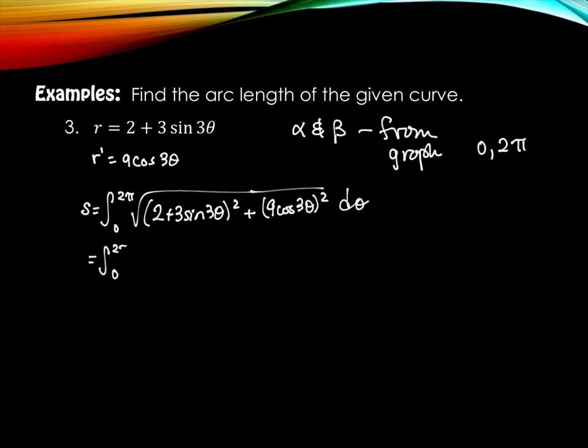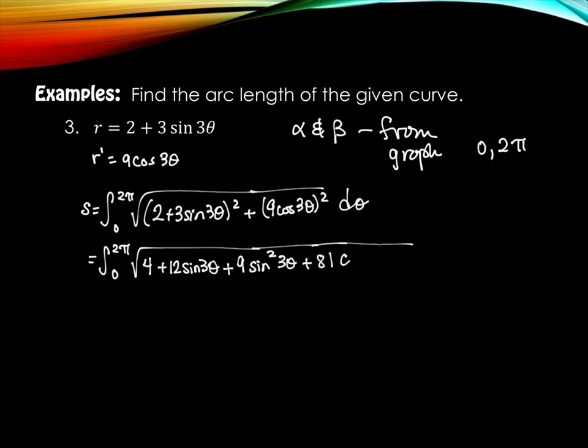If we square things out and clean things up, we're going to end up getting 4 plus 12 sine 3 theta plus 9 sine squared of 3 theta plus 81 cosine squared of 3 theta. Why is that 12? It's 2 times 3 and doubled. Yep, that's the shortcut for it anyway.